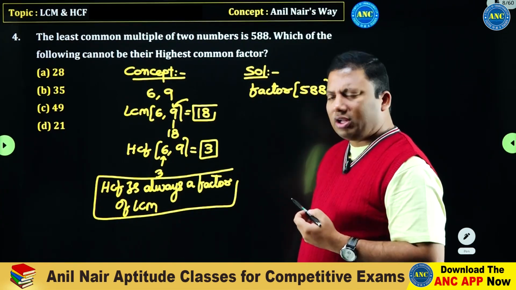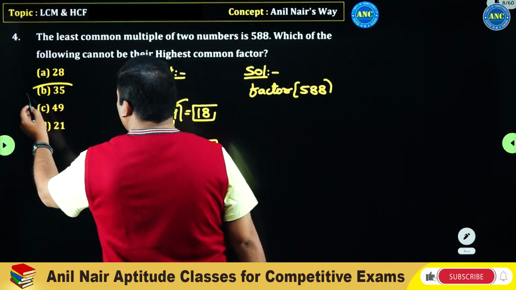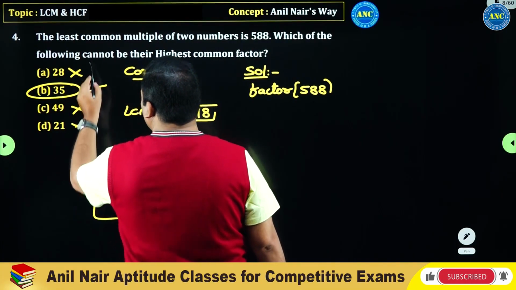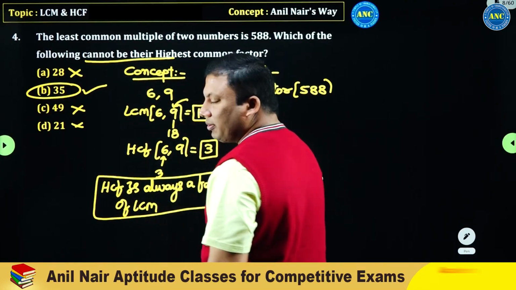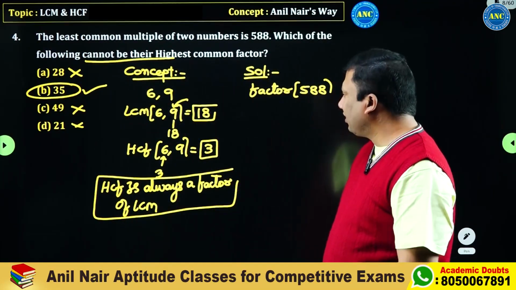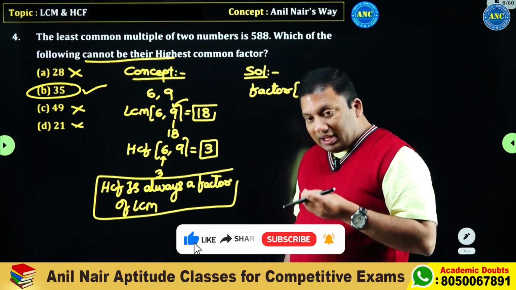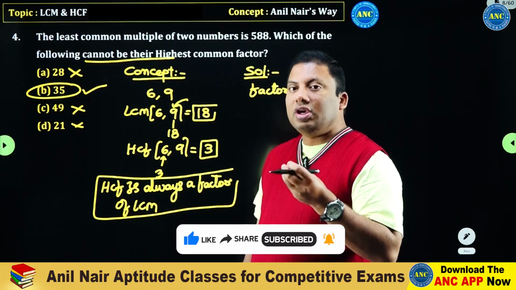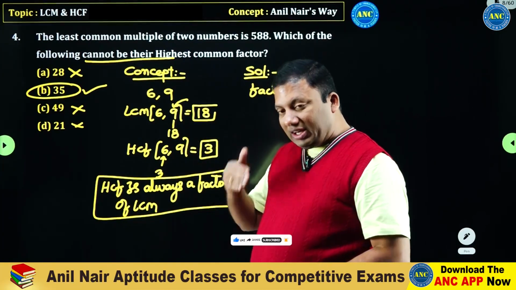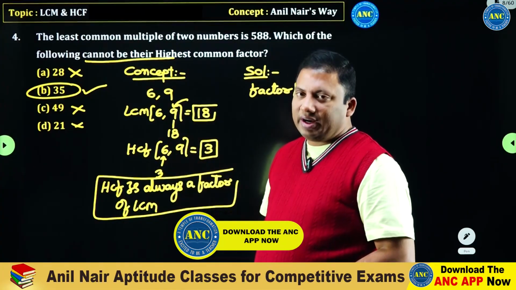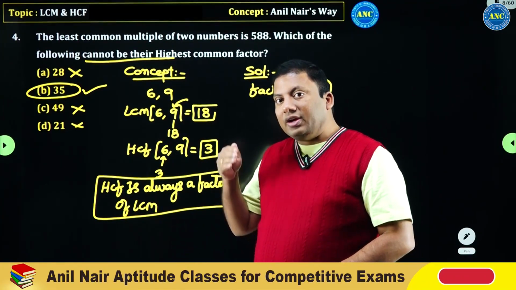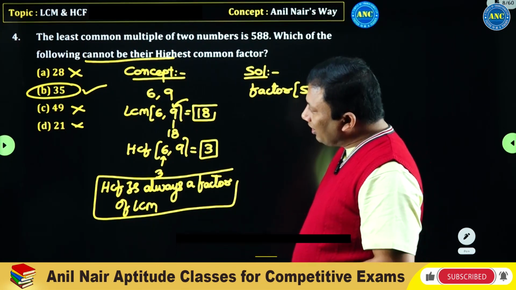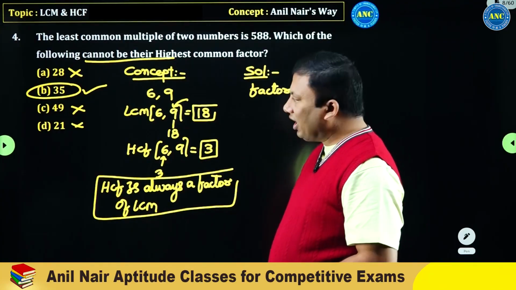You don't need to look at all the answer options. 35 cannot be the factor. The question is "cannot be", sir. 35 cannot be the common factor for this number. Why? Any number multiplied by a multiple of 5 will have a unit digit of 0 or 5. 35 into an even number, the unit digit will be 0. 35 into an odd number, the unit digit will be 5. So 35 cannot be the factor.